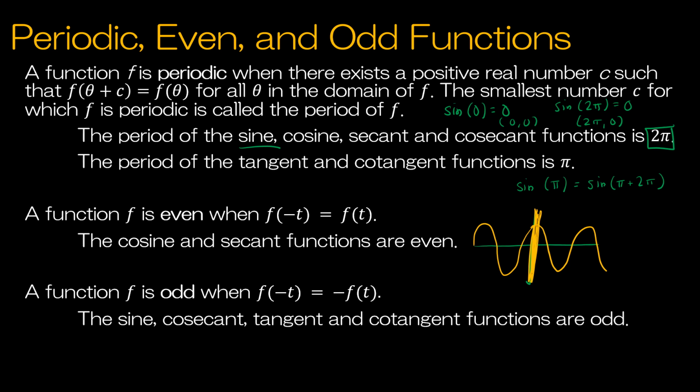So if you'll recall when we talked about the sine function, that went through 0, 0, and so it looked something like this. I'm not an artist, but you get the idea. And if I took all the stuff from here and I rotated it around the origin, you would get exactly the same thing on the opposite side. So sine, cosecant, tangent, and cotangent are all odd functions.